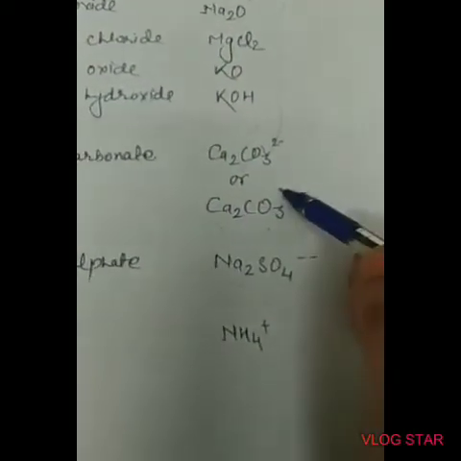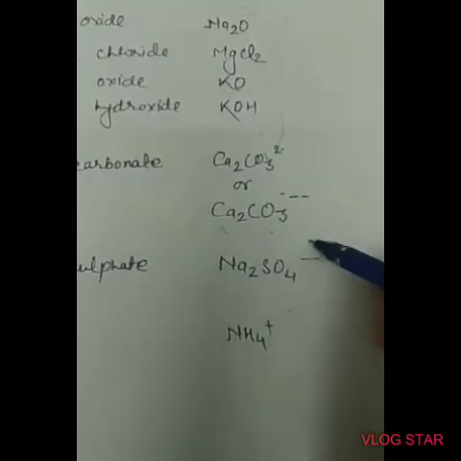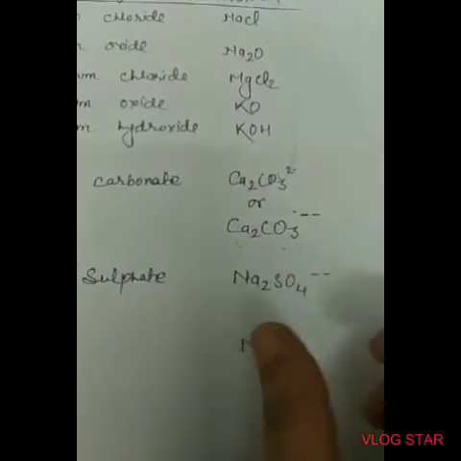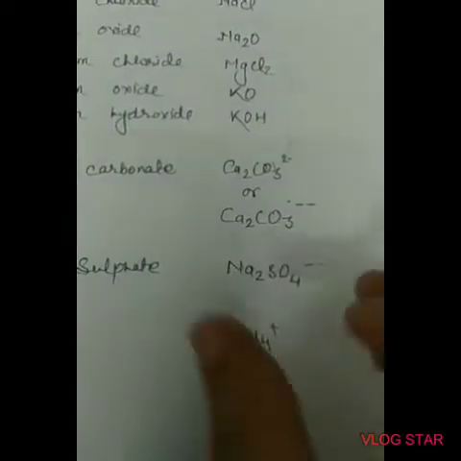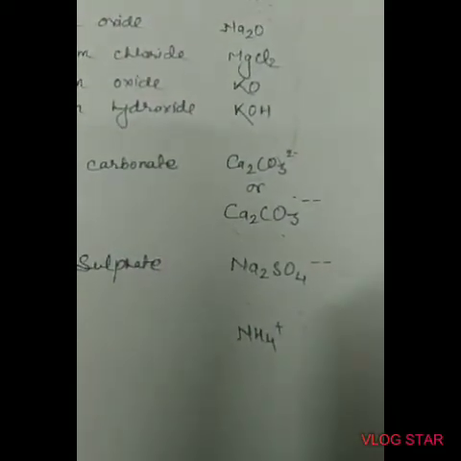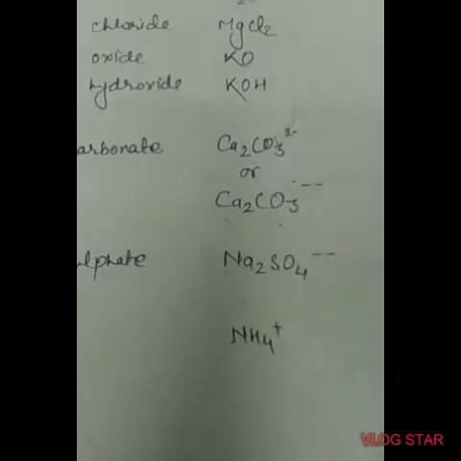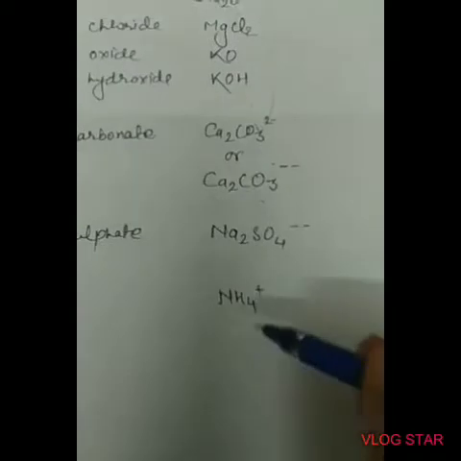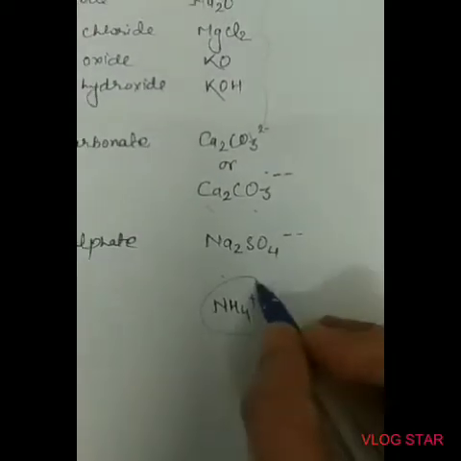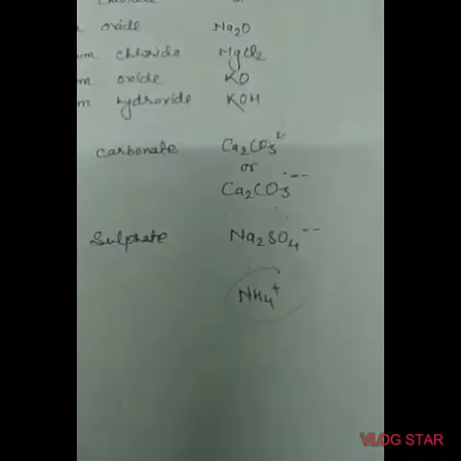A radical is a group of atoms of the same or different elements combined chemically that behave as a single unit, with a positive or negative charge. Got it? They may be positive radicals like ammonium ion or negative radicals like sulfate or carbonate.